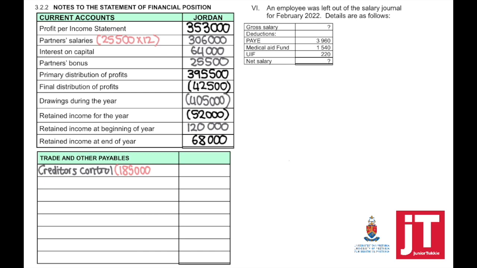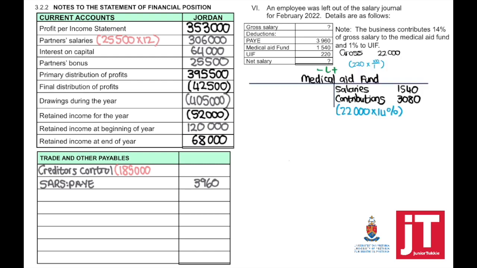But now, to show the deductions, this must go to your trade and other payables. But do not forget, the business contributes towards the medical aid, towards the UIF. That must also be included in your trade and other payables. We often forget to include the contributions in here. So starting with the SARS pay as you earn, it was provided to you, 3,960.